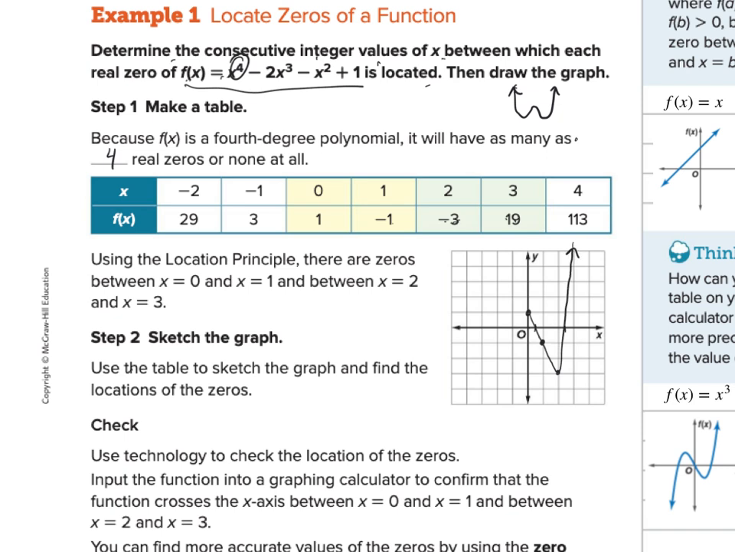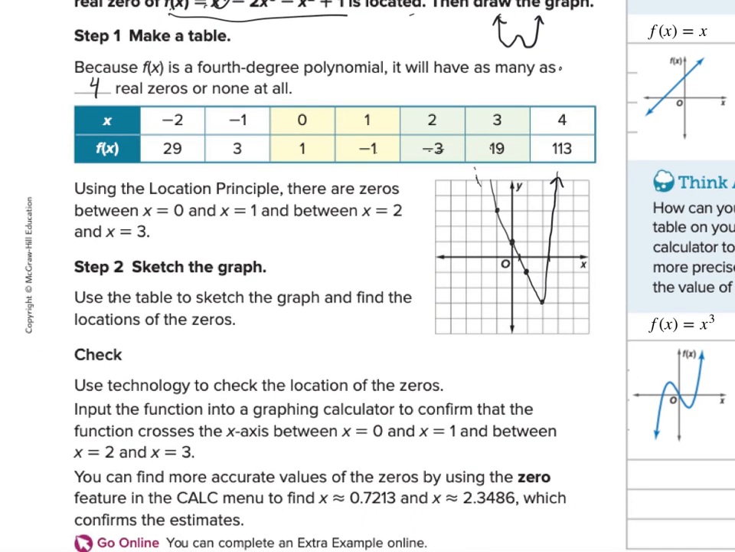And then what else do we know? When x is negative 1, I'm at 3. And then when x is negative 2, I'm way up there at 29. Way up there again. So we'll just do that. I think that's about all we can do, given the sketch, given the information that we have now.